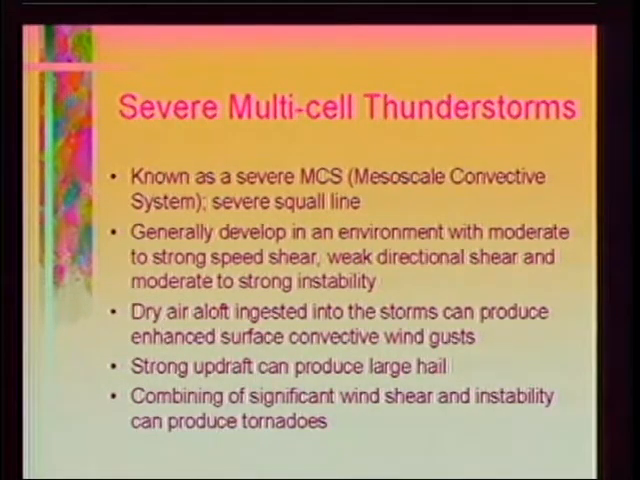Multi-cells can also be severe. If the wind shear environment is more significant, the instability is more intense, or a combination of both, then they can become severe. Also, dry air aloft ingested into the storms can produce enhanced surface convective wind gusts. Strong updraft can produce large hail. Combining a significant wind shear and instability can also produce tornadoes.